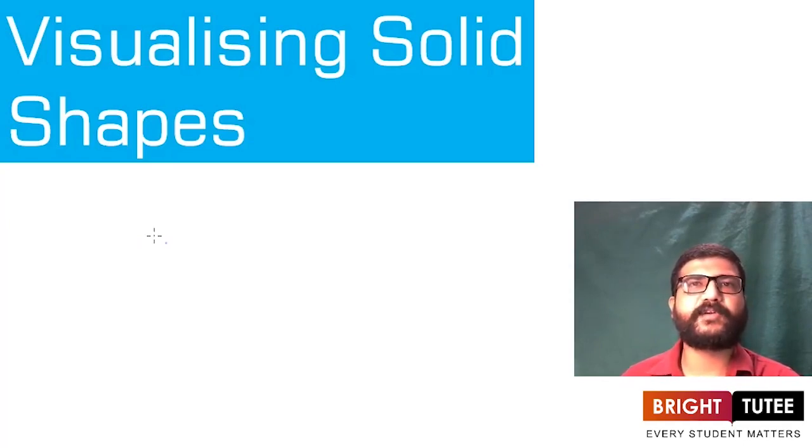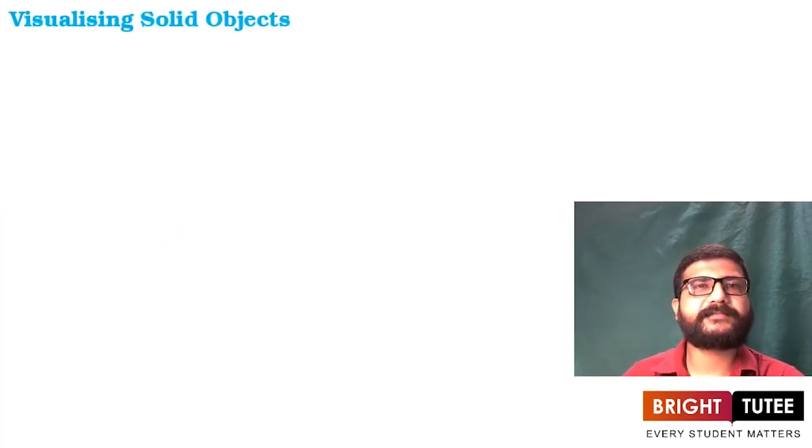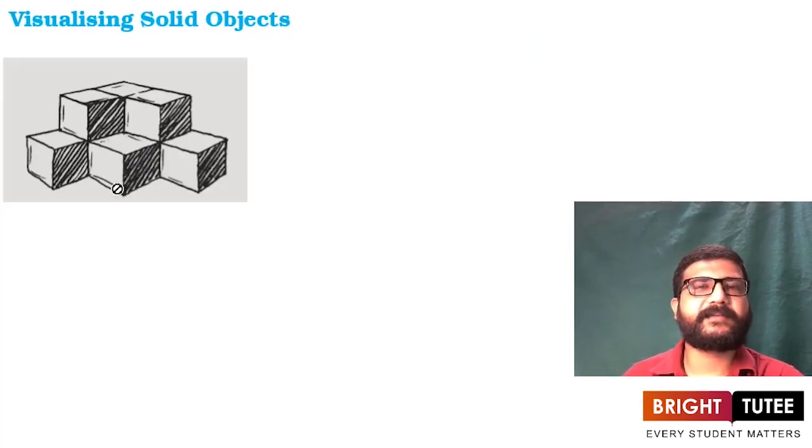Now in this session we are going to see how we can view a solid shape, or how we can view a combination of solid shapes. Suppose we are having this solid shape here. It is a combination of different cubes. In this, some of the cubes are hidden, or we can say some of the faces are hidden here. But can we count how many cubes are here? Or can we count this solid shape is a combination of how many cubes?